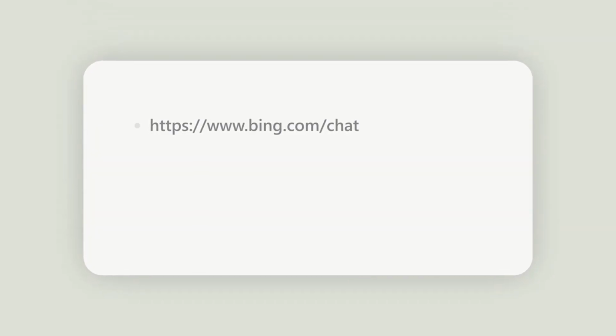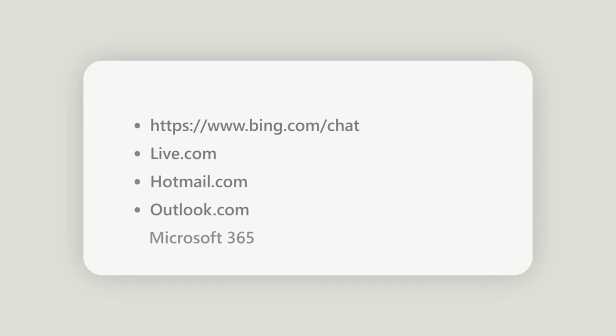First, in your Microsoft Edge web browser, navigate to https://www.bing.com/chat. You can now log in using any Microsoft account, including a live.com account, hotmail.com account, outlook.com account, or a Microsoft 365 account. After you have logged in, follow any additional prompts to complete the sign-in process. You are now ready to start using Bing Copilot to assist you with your queries and tasks.